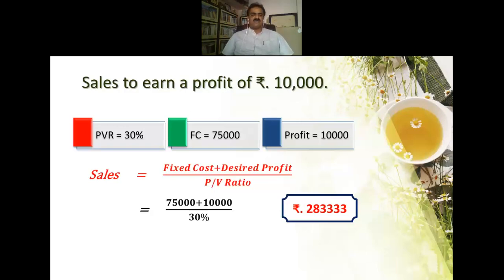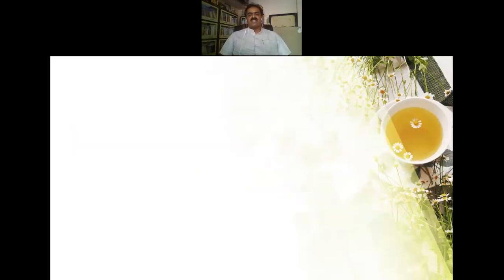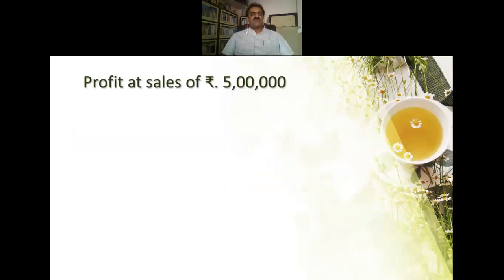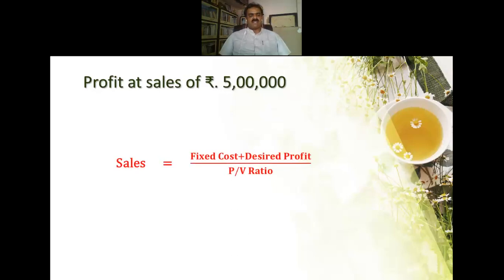of 10,000 rupees. And this can be calculated in a reverse way, where you ask what amount of profit you may get if you make sales of 3 lakhs, 4 lakhs, 5 lakhs, 10 lakhs, something like that. So when sales equals 2,83,000, your profit is 10,000. If sales equals 5 lakhs, what would be your profit? Assume that I am targeting sales to the tune of 5 lakh rupees. What could be my estimated profit? To calculate that also, we can use the same formula.